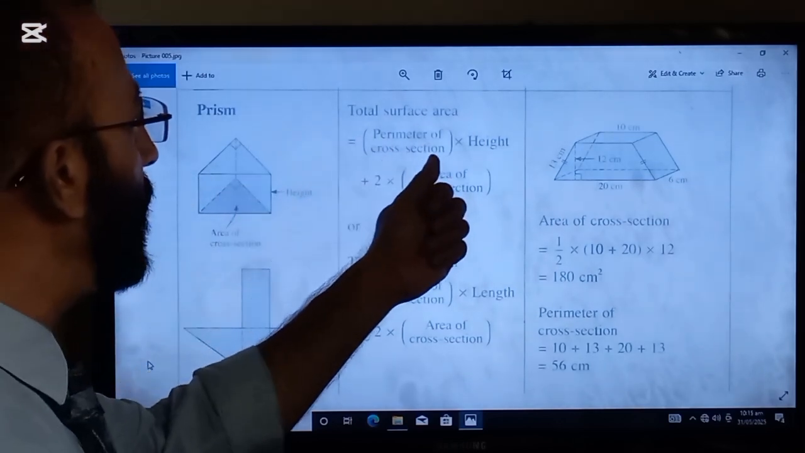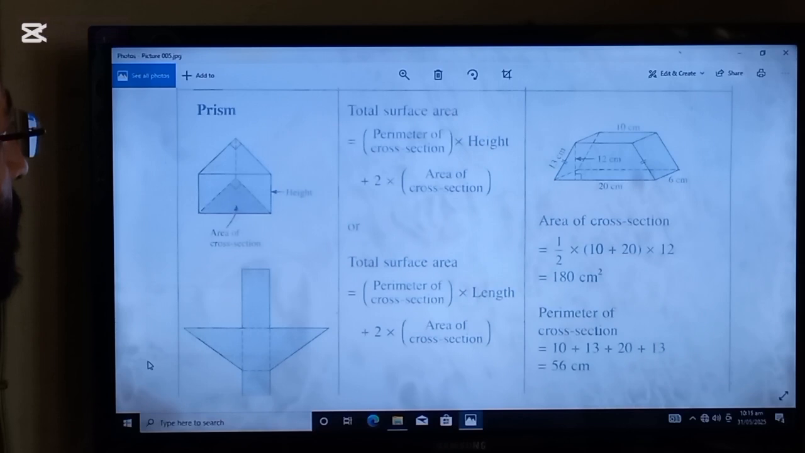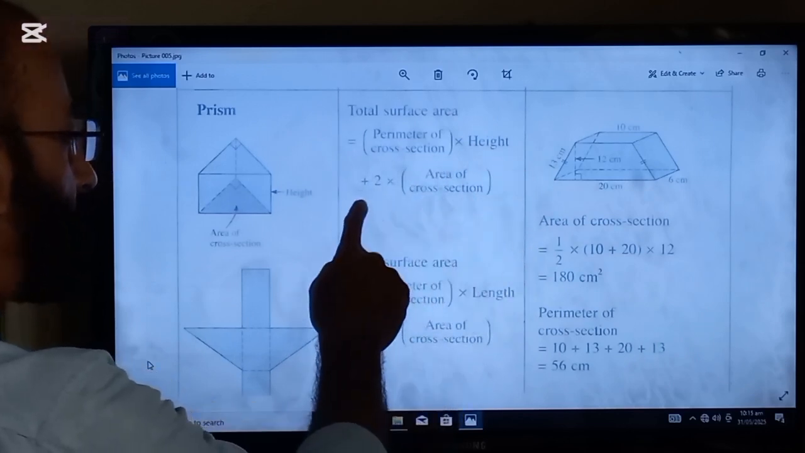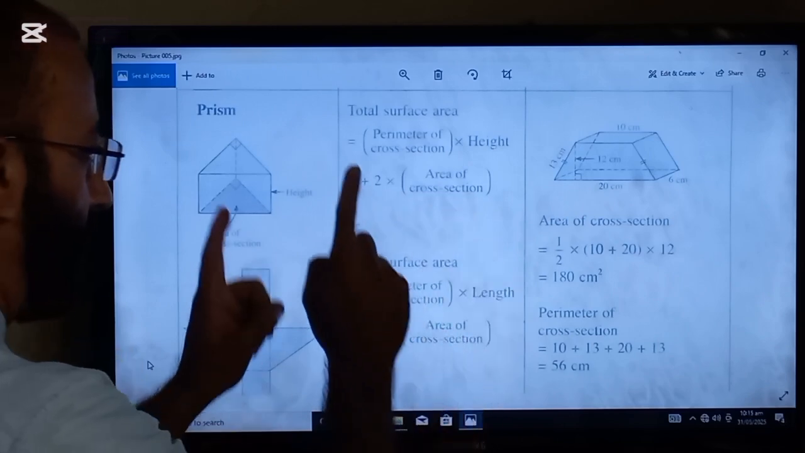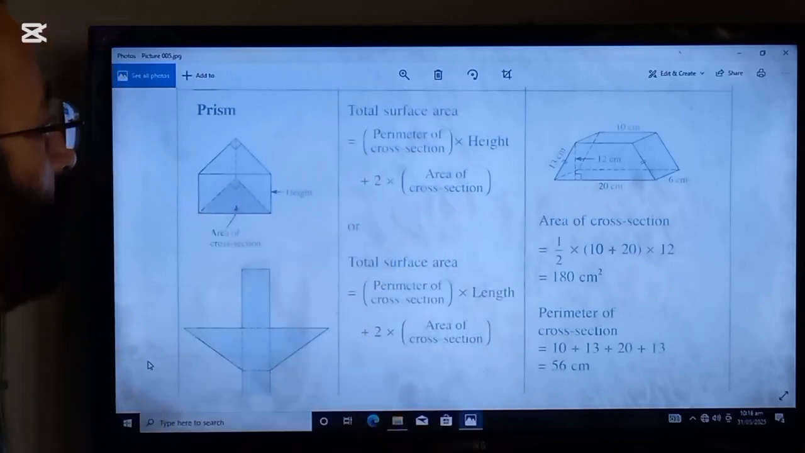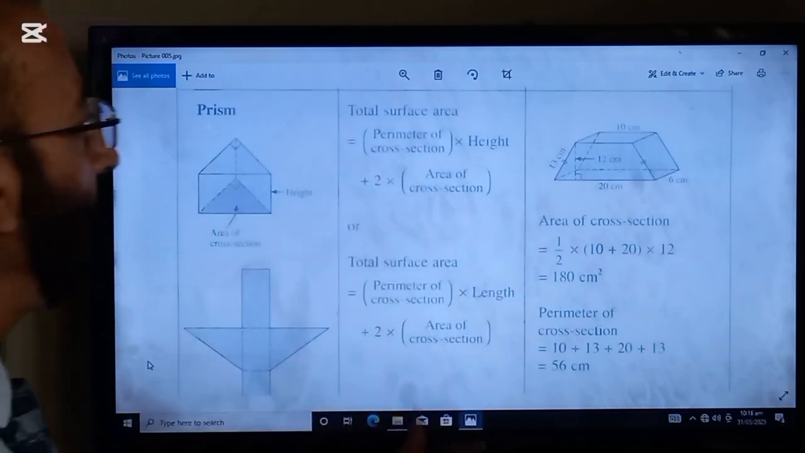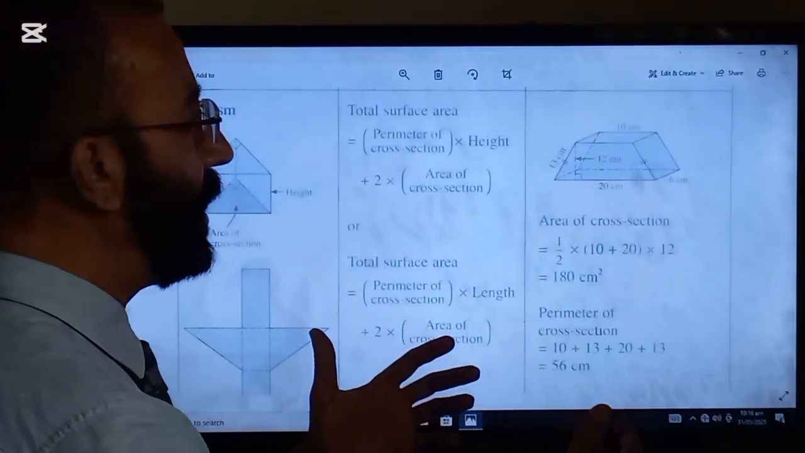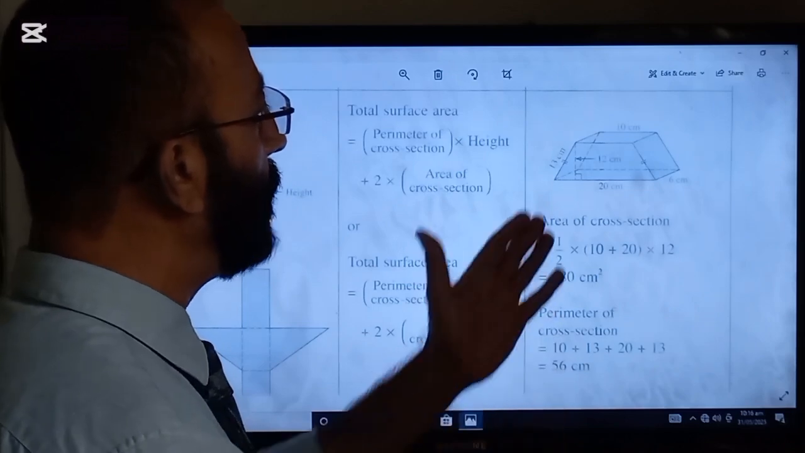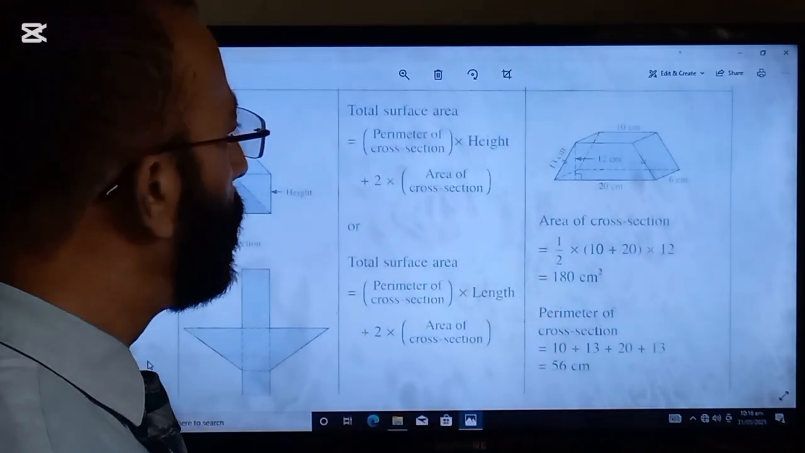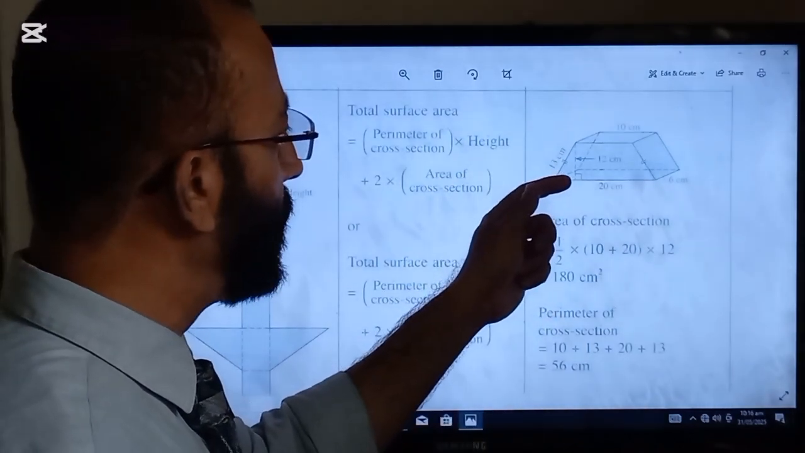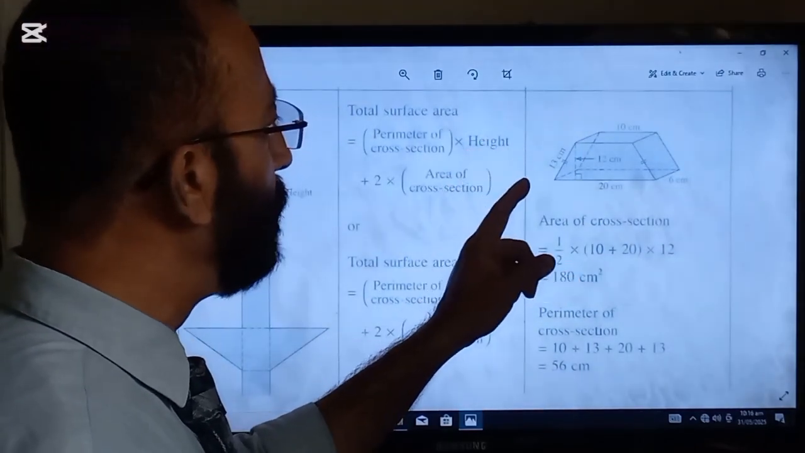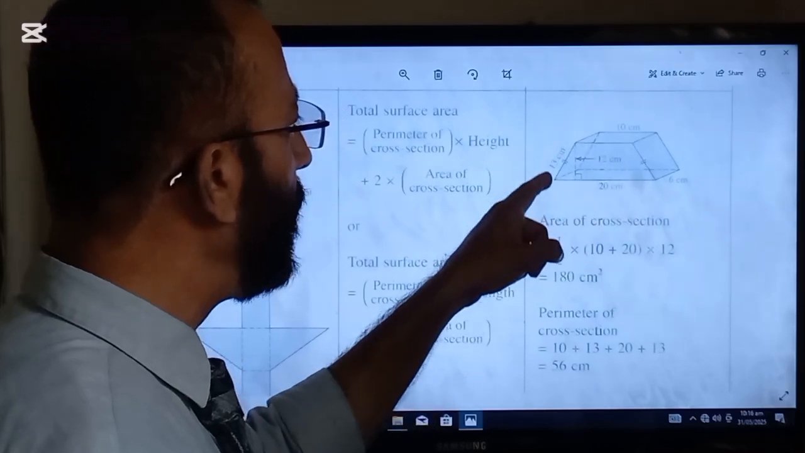So total surface area for the prism is perimeter of the cross section multiplied by height plus 2 times the area of the cross section. This is a very important formula, so remember it. For example, in this prism we are required to find the surface area of the prism. So front side will be the cross section because back side will be exactly same. So first we will find the perimeter of the front side.